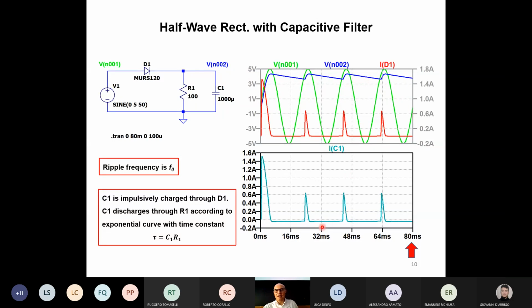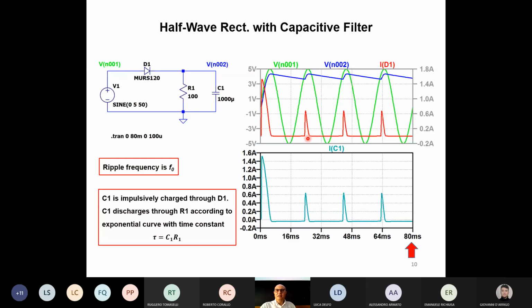So we can say that the difference between the current in the diode and the current in the capacitor is the current in the resistor, which is almost constant. Okay, I hope I'm not confusing you.